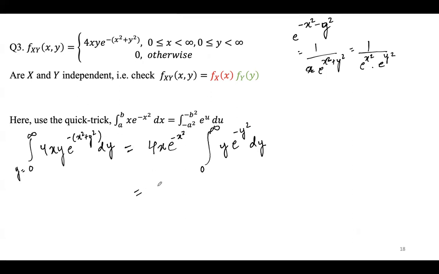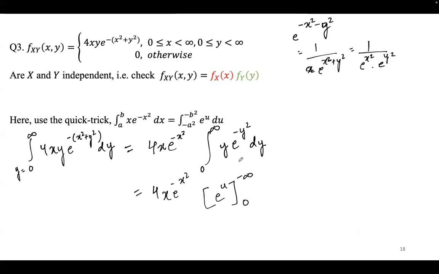So what is happening here is this integration is actually going to give you e to the power u, where your limits are minus of 0 square. So minus 0 square is still 0. Minus of infinity square is minus infinity, right? Let me know if this is not clear. So this is the expression y e to the power minus y square dy. Okay.